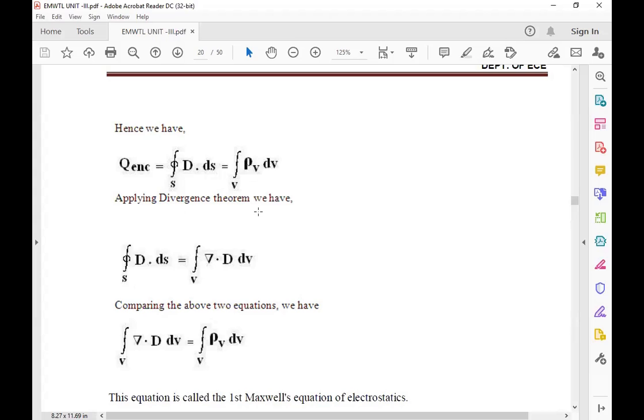It is a Maxwell's equation, one of them, which we will get in the fourth unit. D bar dot ds bar is equal to this rho v dv. The rho v is equal to del dot D bar. That is what the D is.